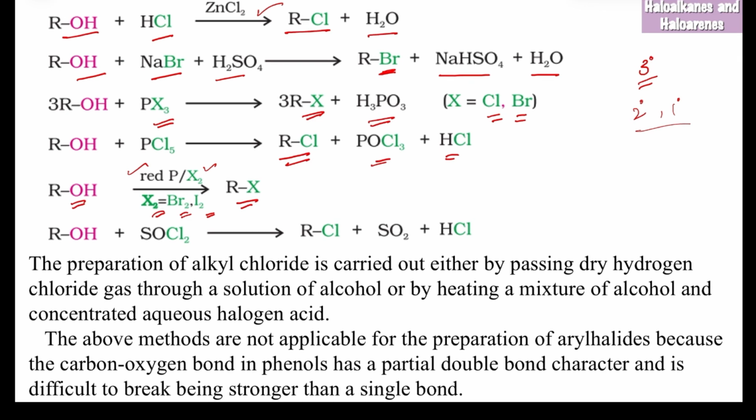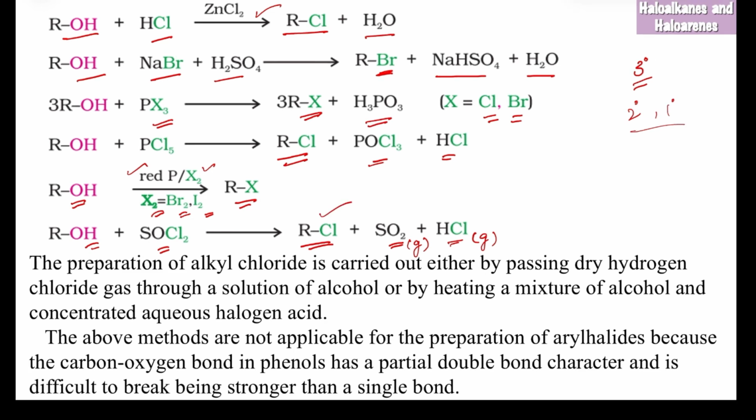Another method is treating the alcohol with SOCl2. This is known as thionyl chloride. It will give chloroalkane or alkyl chloride, and the other byproducts formed are sulfur dioxide and hydrogen chloride. These are in gaseous state and they escape from the reaction mixture, leaving pure chloroalkane or alkyl chloride.